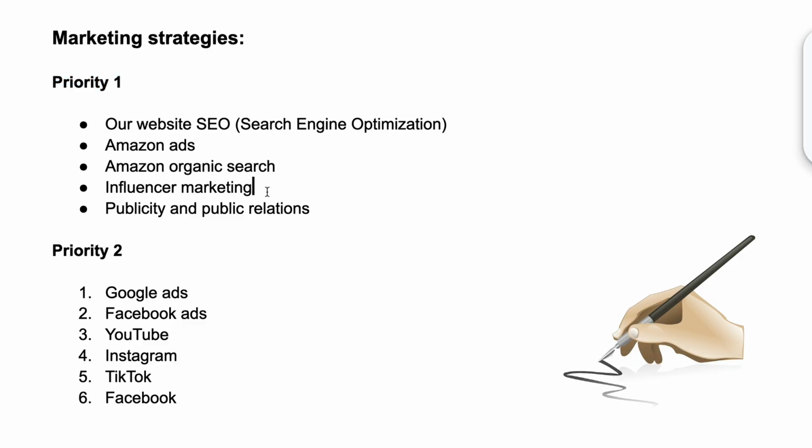The next is influencer marketing, where we maybe hire bloggers who talk about drones or hire bloggers who talk about cool parenting hacks, because obviously we identified this kind of buyer, the parent.